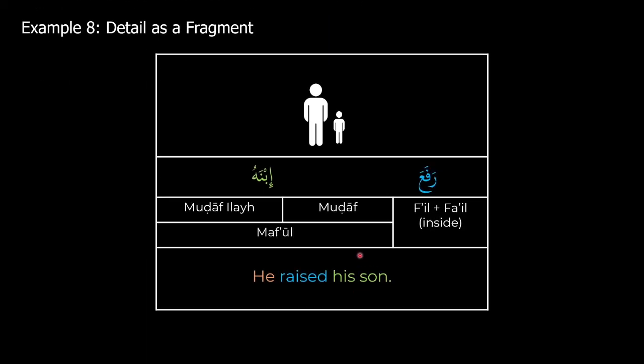Next we have the detail as a fragment. So we have rafa'a ibnahu. So rafa'a is going to be our fi'il, and the fa'il is inside, which is huwa, again he, and ibnahu is mudaf mudaf ilayh because of the attached pronoun. And we know that this is our maf'ul because this is in a state of nasab. You can tell by the fatha right here. So this becomes he raised his son.